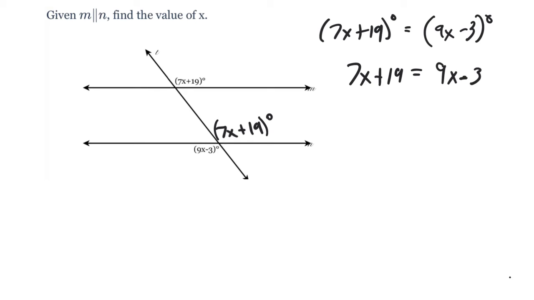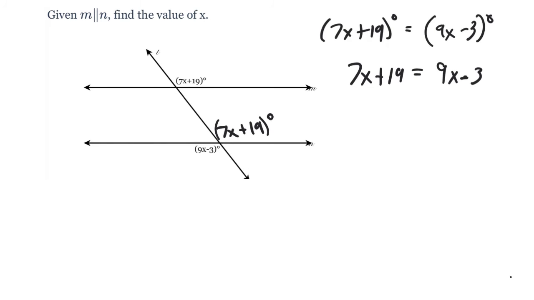Now all I got to do is get the x's on the same side and the constants on the other. So right now I'm looking at this. I see, well, I've got 9x's on the right and 7 on the left. I want to take them to the side where I've got more of them. It just saves me steps later on. So I'm going to subtract 7x from each side. I have 19 is equal to 2x minus 3.